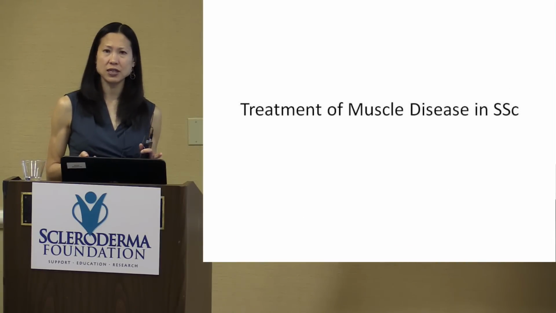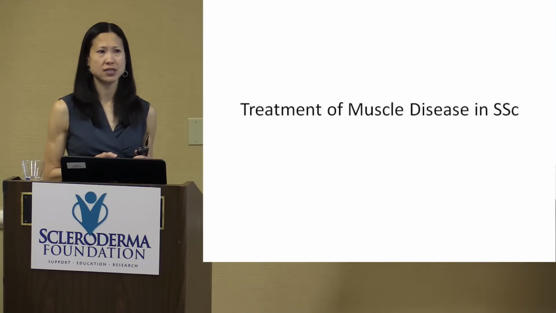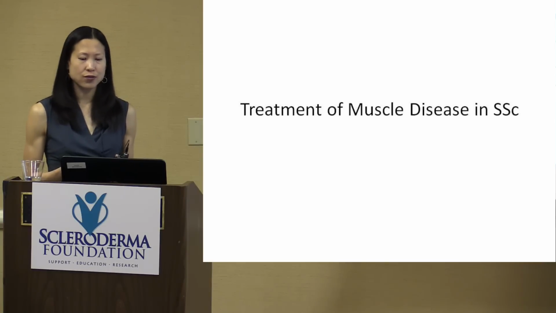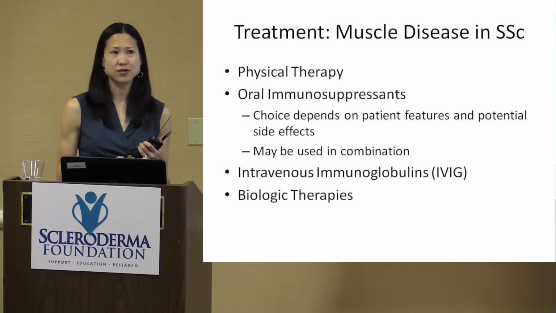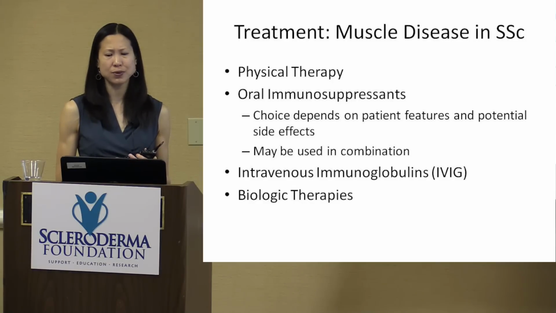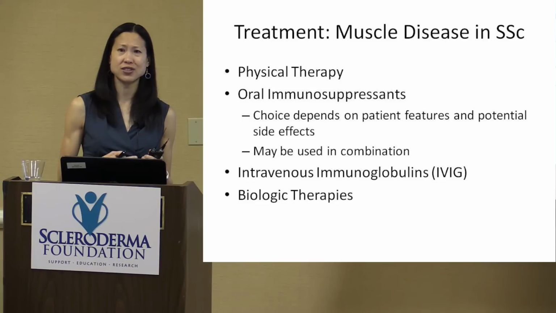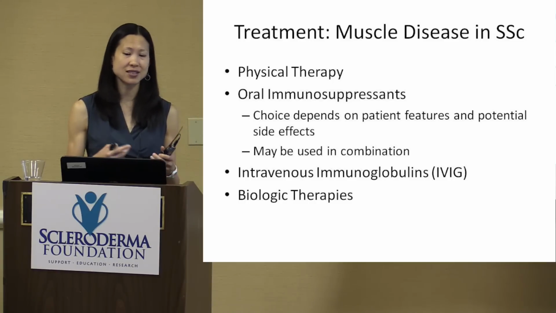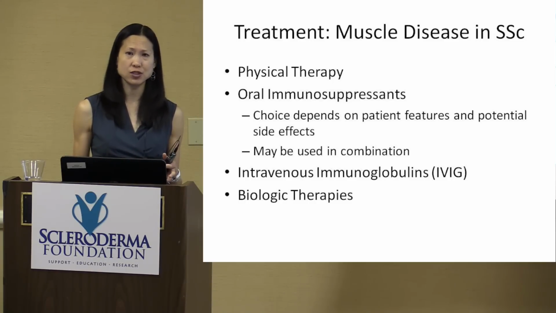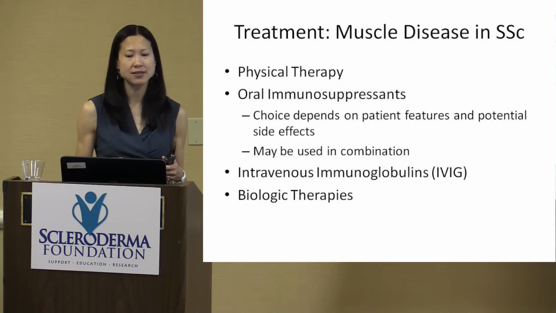Okay, so finally I'm going to talk about the treatment of muscle disease in scleroderma. So, of course, we have medical therapies, but one of the major aspects of treatment is physical therapy. This is so important. Pretty much every scleroderma patient who comes in my door, I recommend physical therapy. And it's typically hand therapy for skin tightness and prevention of contractures, but in terms of muscle disease, really important to prevent atrophy and loss of muscle mass.